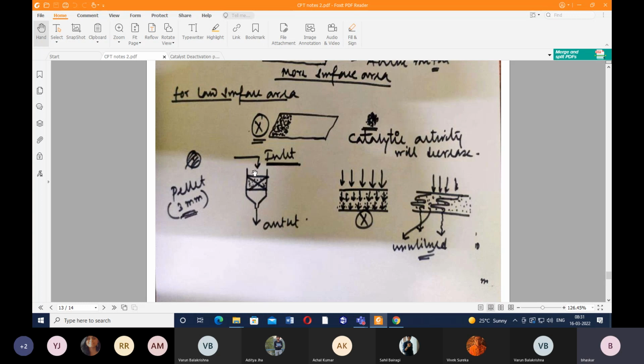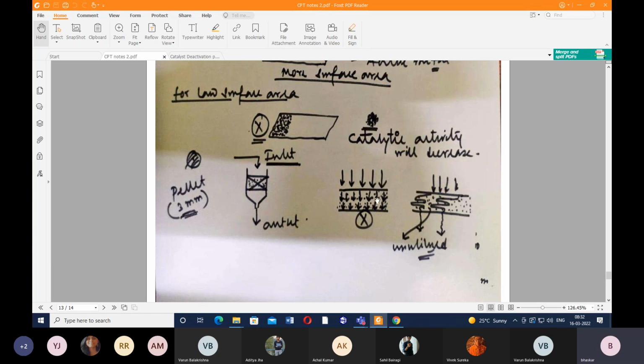From the inlet, we are allowing some hydrocarbon gas to pass through this bed. And through the outlet, we are collecting the product, that means the desired product, plus undesired product, if any, plus unconverted reactant. If we don't have 100% conversion, then we will have some unconverted reactant left in the outlet, right? So this is our inlet, this is our outlet.